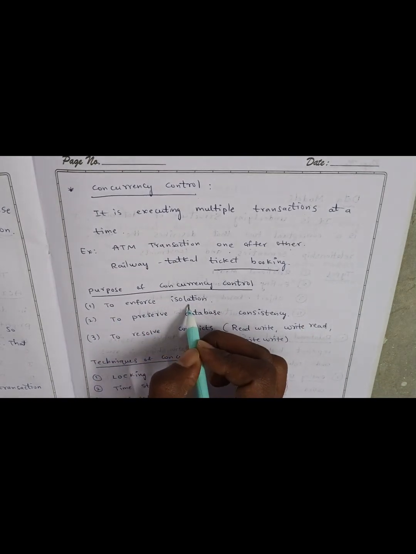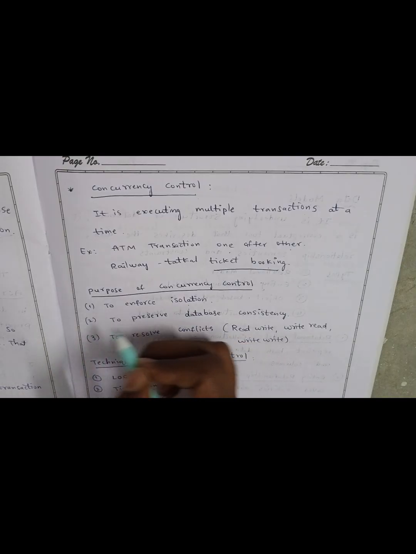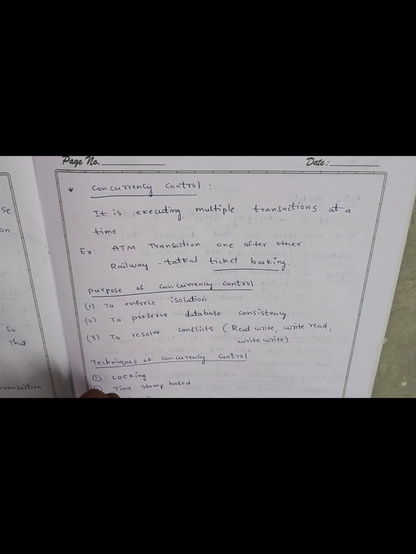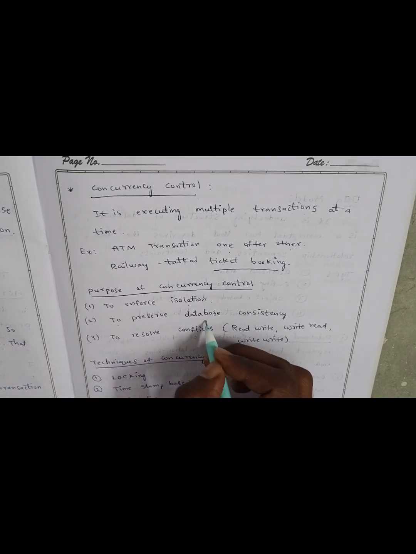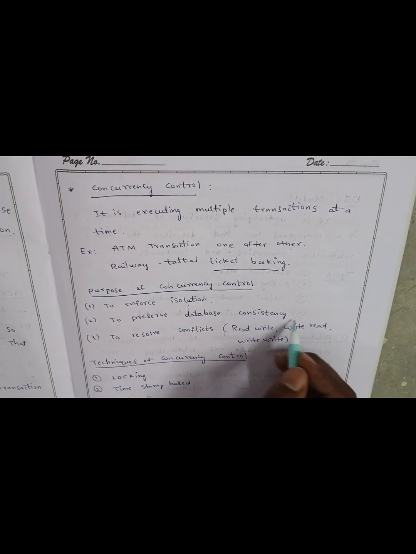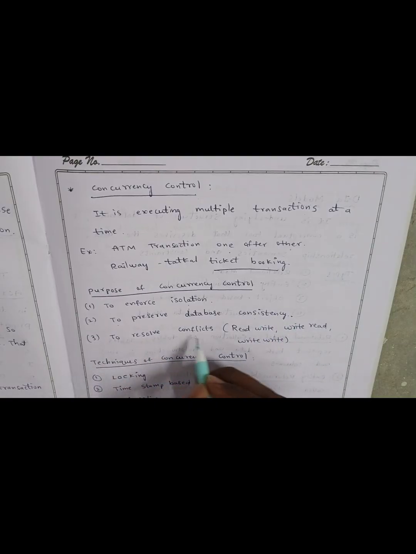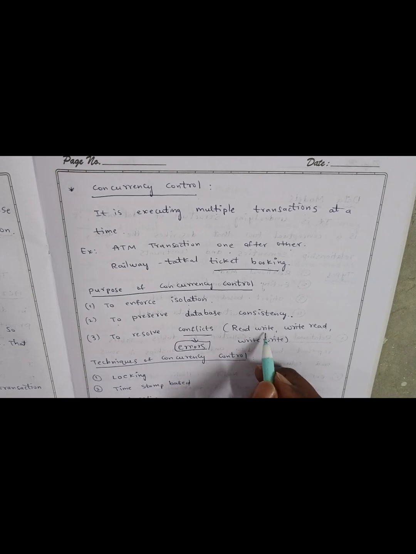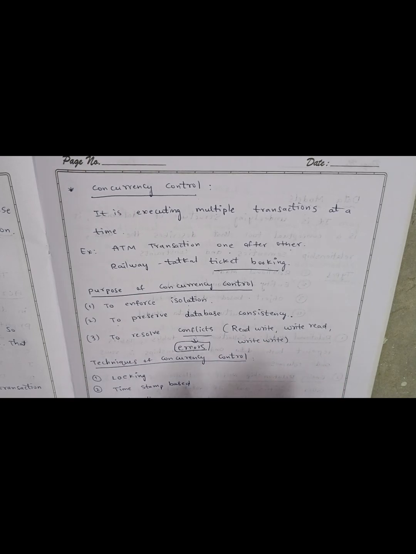to enforce isolation. Isolation means, as we discussed now, the changes made are visible only to the system, to preserve the database consistency. Consistency means resolving the conflicts. Conflicts means errors: read-write, write-read, write-write. These are the errors.